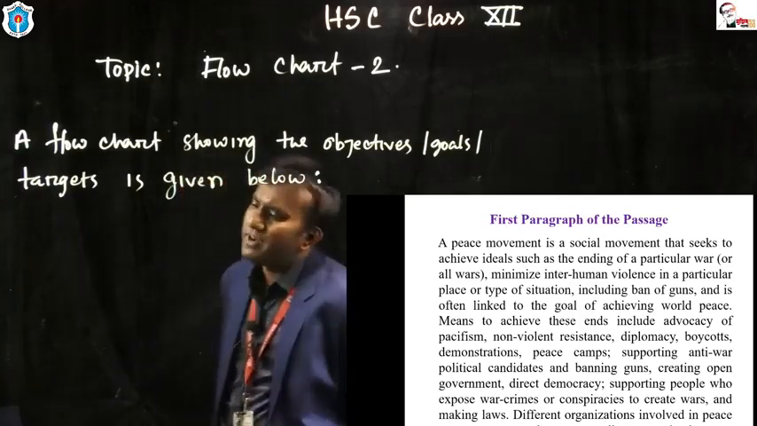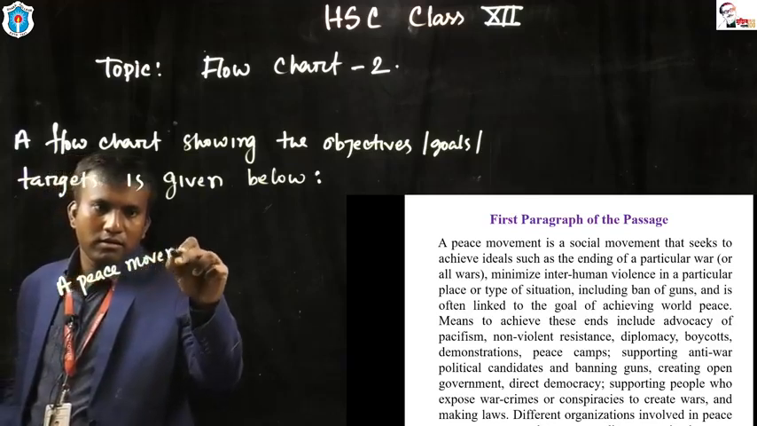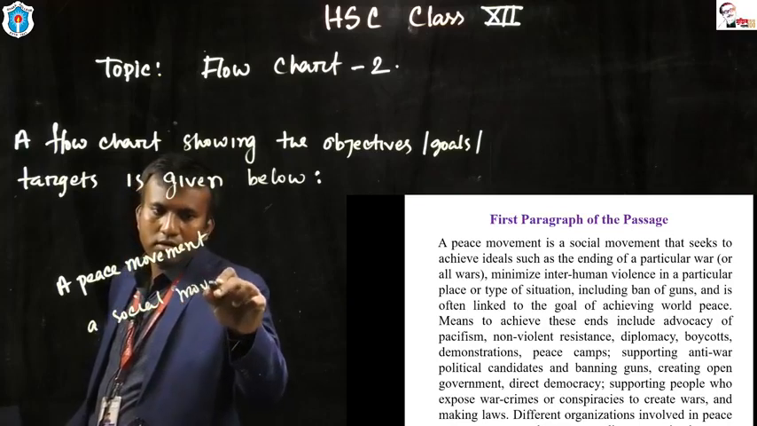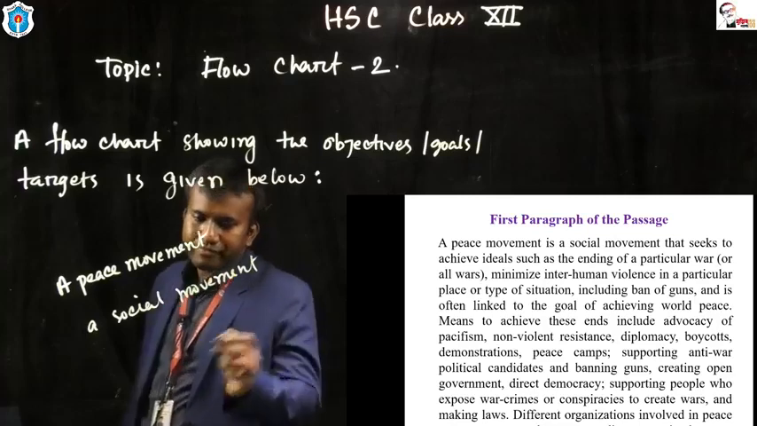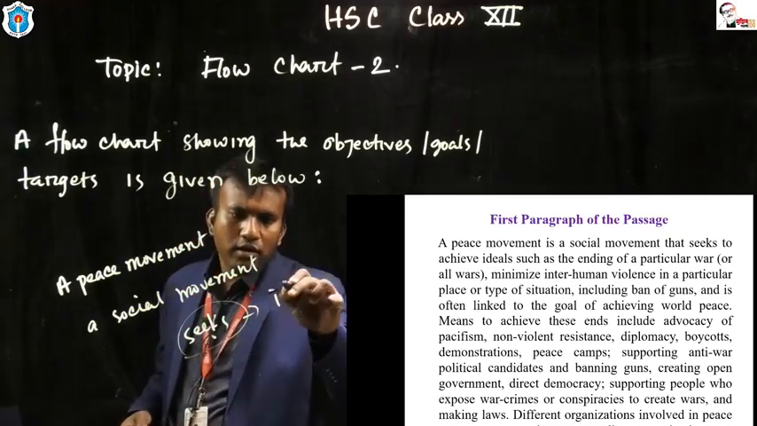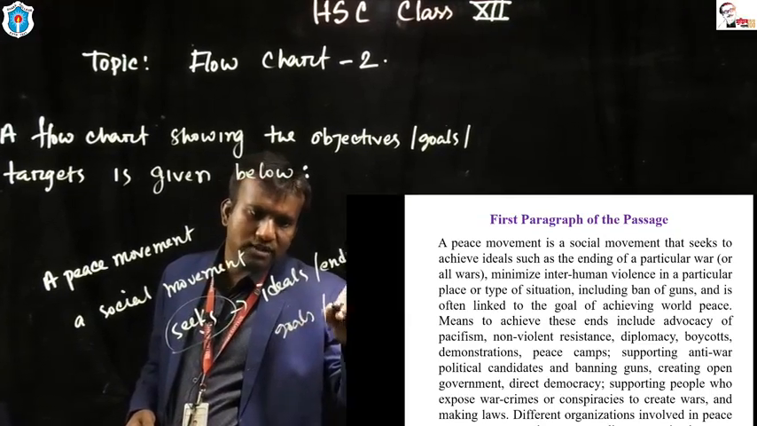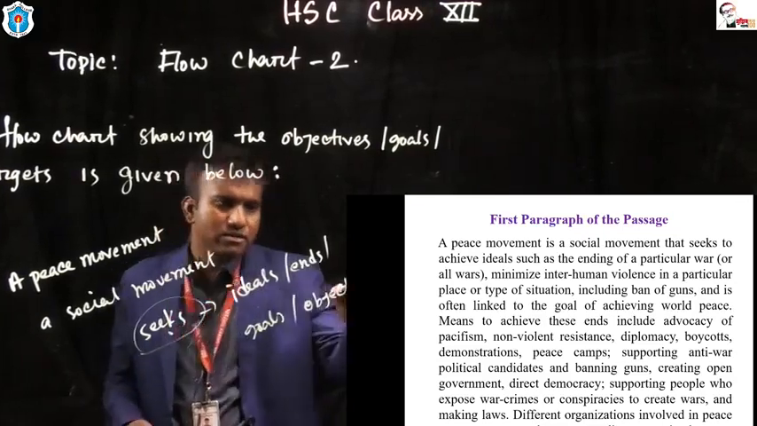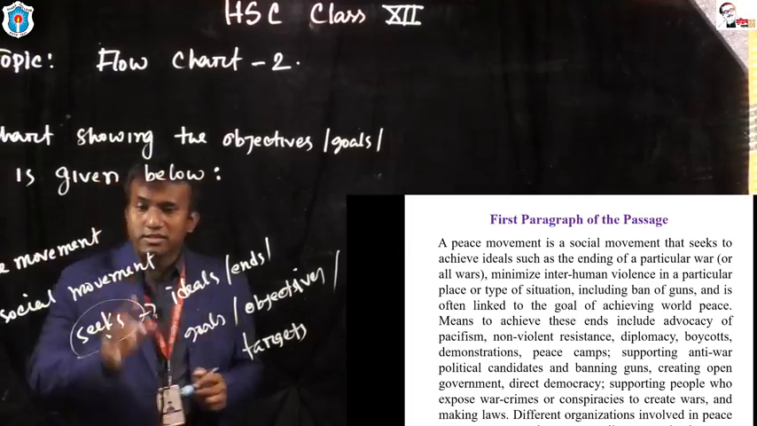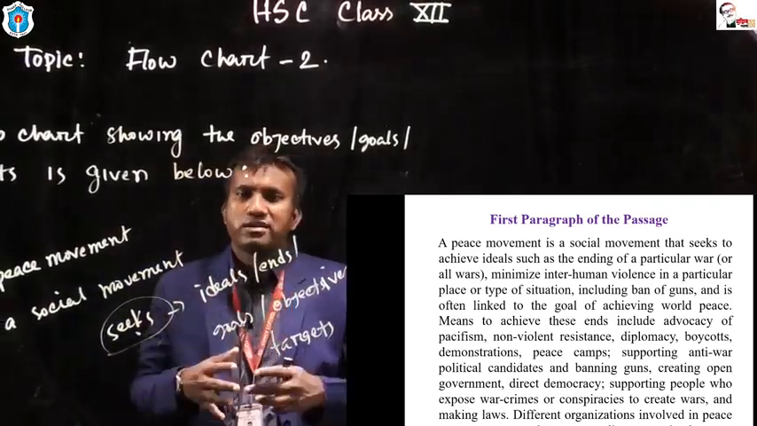According to the first paragraph, a peace movement is a social movement. It seeks, that means it looks for some ideals, you can say ends, you can say goals, you can say objectives, you can say targets. So a peace movement seeks some ideals or ends or goals or objectives or targets. These five words can be similar.